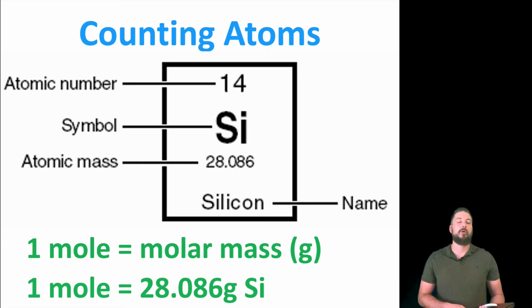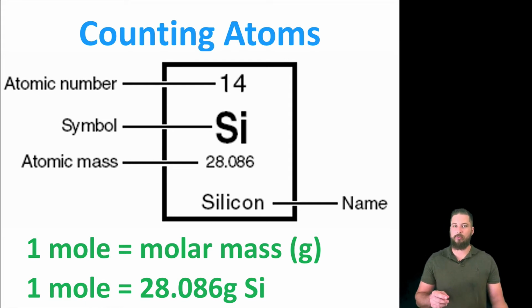Now, something that I want to really highlight is, what if we had a dozen chairs and a dozen donuts? Which one do we have more of? Well, we actually have the same. We have 12 of each. But are they the same masses?